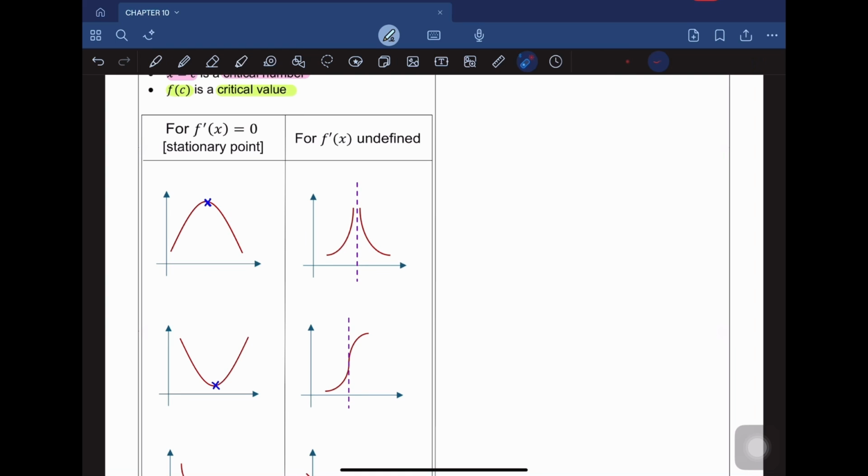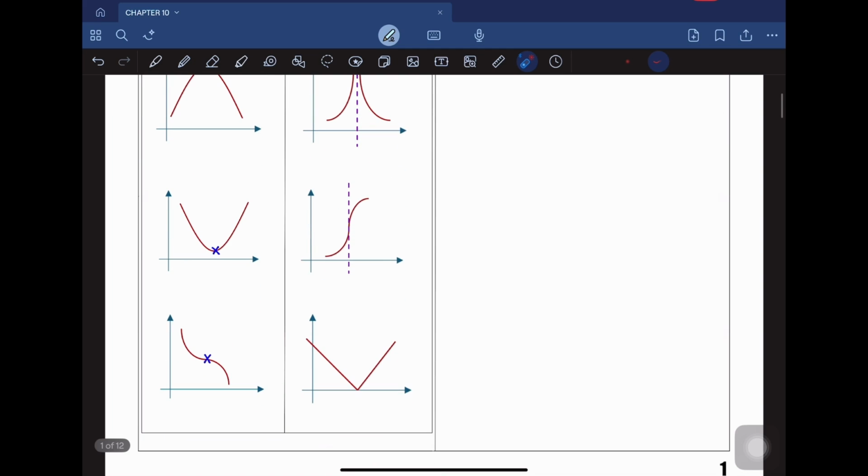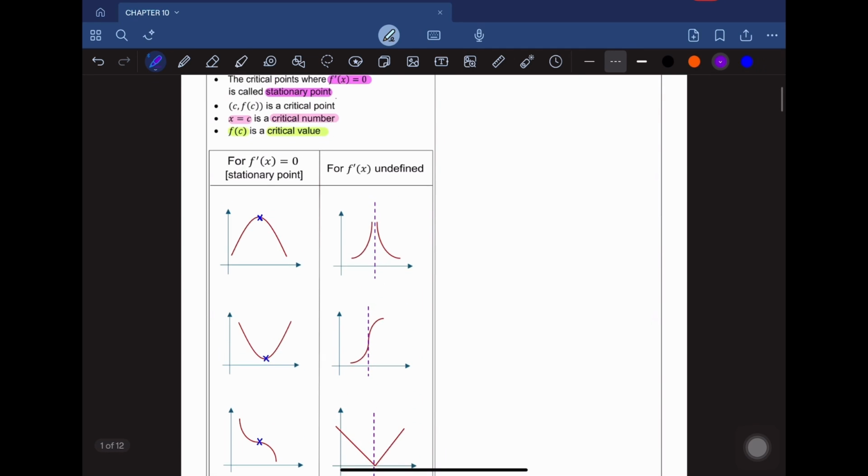Kenapa? Sebab dekat tengah tu it's a very straight line. Bila korang cari derivative, korang pernah jumpa formula ni: y2 tolak y1 over x2 tolak x1 untuk cari m ataupun derivative. Untuk function yang ada straight line macam ni, korang akan dapat per 0, sebab nilai x dia sama, dapat over 0. Bila over 0, dia jadi undefined, kita tak boleh bahagi dengan 0. And then for the last case is over here. This is also when the derivative is undefined.